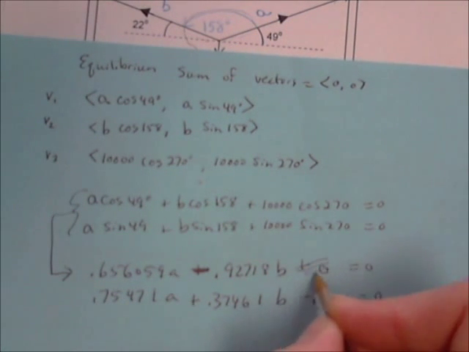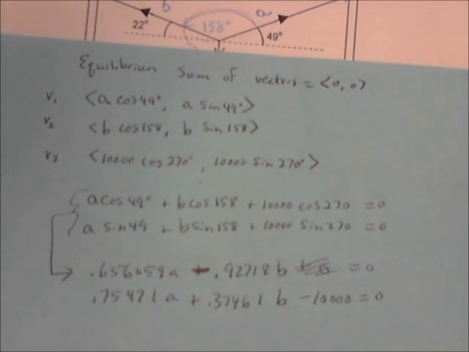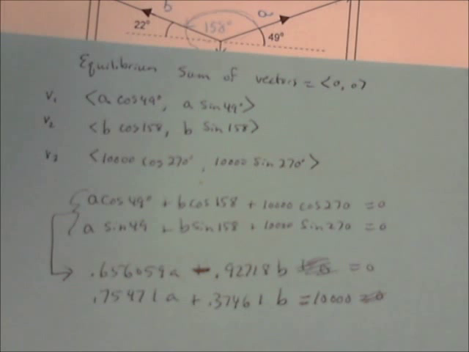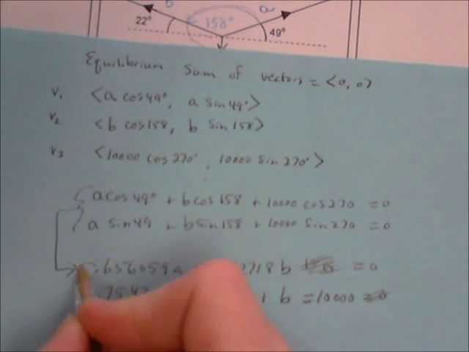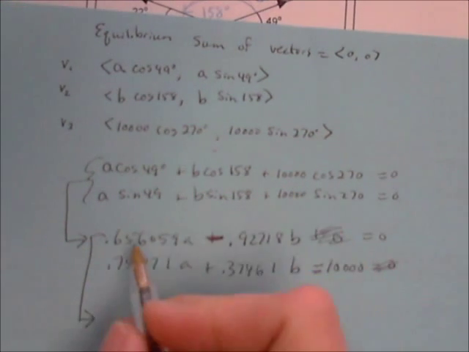Well, this is nice because that plus 0 can go away, and what I can do is add 10,000 to both sides of the equation here. So I'm going to get rid of this equals 0 and just set it equal to 10,000. And now we have a system of equations, 2 equations and 2 unknowns. And we'll just solve for one of them and then solve for the other through substitution. Well, I'm going to take this first equation here.